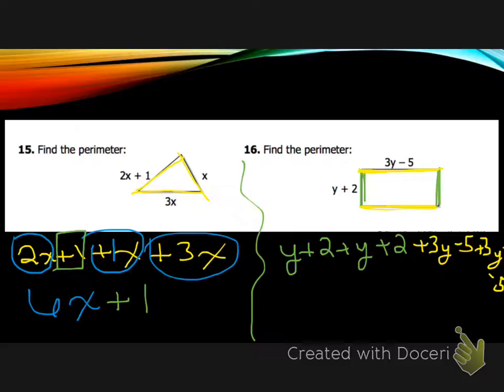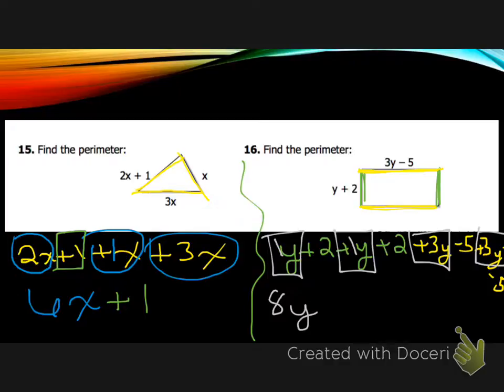So if we're looking at combining all our like terms, we're going to look right here. Here's a y term. Here's a y term. Y term and y term. So we've got, remember, no number out front, it's a 1. So 1y plus 1y plus 3y plus 3y. That's going to give you 8y.